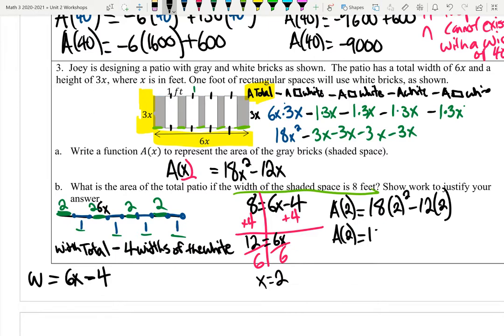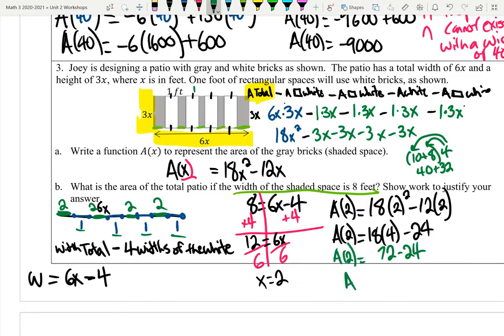So now, all that's left is for me to plug 2 into my function. The area is going to be 18 times 4 minus 24. To do 18 times 4 mentally, I'm going to split it up to be 10 plus 8 times 4 and distribute, which is 40 plus 32, which is 72, minus 24, leading me to discover that the area I am looking for is going to be 48 feet squared. The total patio, if the width is 8 feet, is going to be 48 feet total.